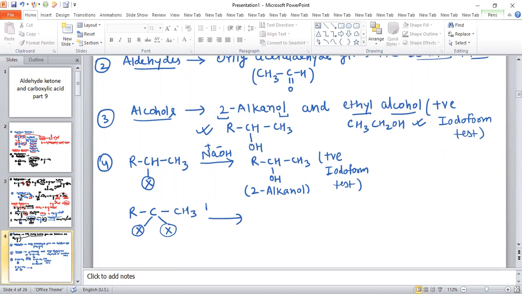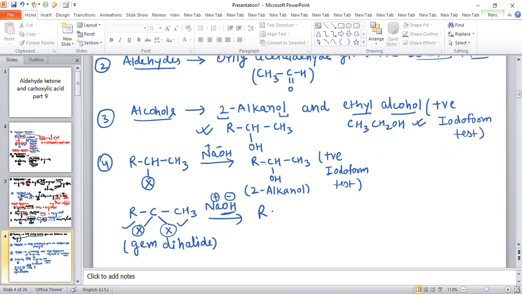Because the reaction is in basic medium, with Na plus and OH minus, this OH minus will replace the halogen atoms. So this X minus will be replaced by OH minus. This is basically a gem dihalide, and this OH minus will replace these two halogens.